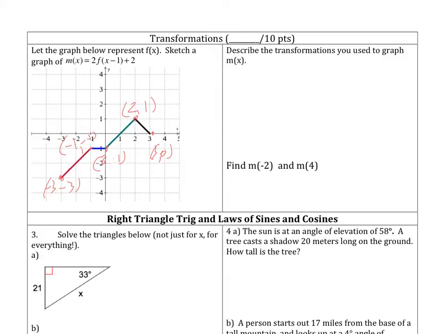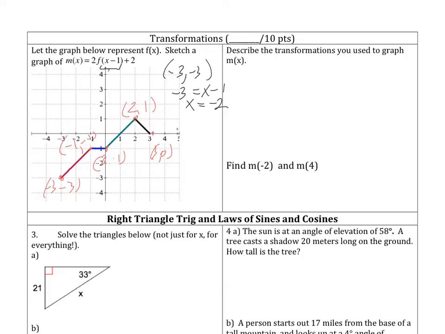I know that I'm going to take the inside here, and I'm going to set that equal to each x value. So let's start with negative 3. I'm going to take that first negative 3, and that's equal to x minus 1. Therefore, my new x value is going to be negative 2.